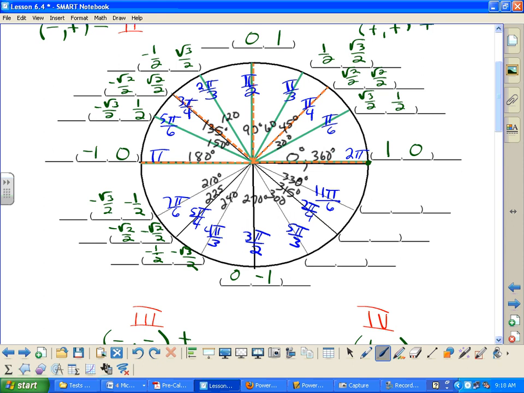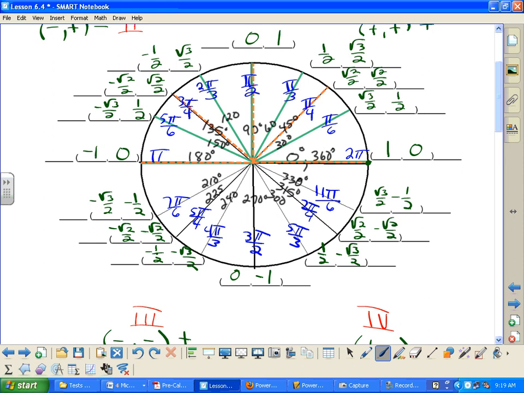All right. The fourth quadrant, same way then. But we have x is positive, y is negative. So we have positive square root of 3 over 2, negative 1/2 at 330. Oops, excuse me, that should be positive and negative. Sorry. Negative 1/2. And square root of 2 over 2, negative square root of 2 over 2, 1/2, and negative square root of 3 over 2. And there's our cosine and sine.